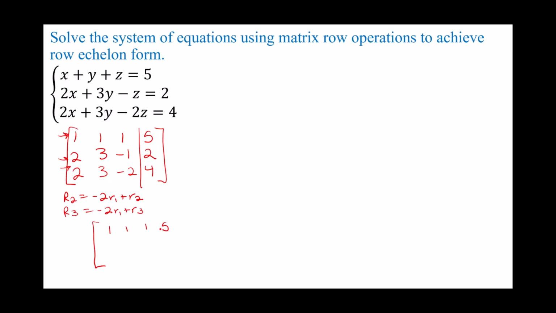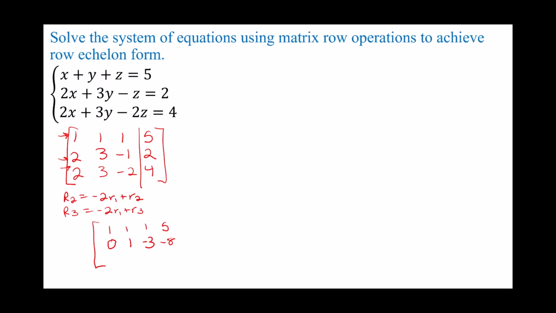Row 2, negative 2 row 1 plus row 2. So negative 2 times 1 plus 2 is 0. Second column, negative 2 times 1 plus 3 is 1. Next column, negative 2 times 1 plus negative 1 is negative 3. And the next column, negative 2 times 5 plus 2 is negative 8.